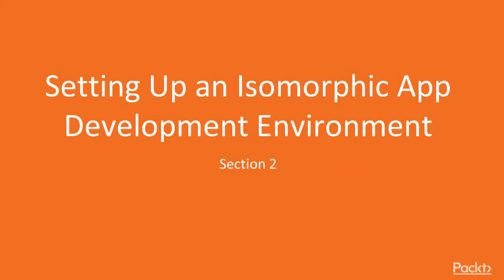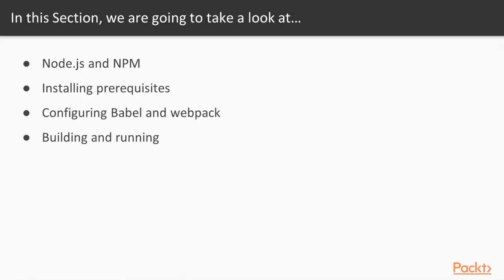Hi, and welcome to Section 2, Setting Up a Universal JavaScript Application Development Environment. In this section, we'll review Node.js and NPM, the Node Package Manager. We'll set up a basic application and install the prerequisites. We'll then configure Babel and Webpack, and build and run simple JavaScript applications.